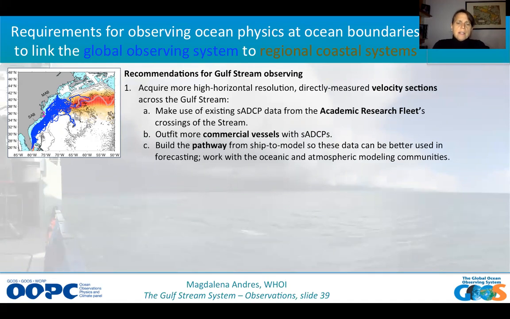An important part of this would be to build the pathway from ship to model so that these directly measured velocity data from the subsurface ocean could be better used in forecasting. And an important part in building that pathway would be to include the oceanic and atmospheric modeling communities along the way. So these recommendations together could be thought of as developing a global subsurface velocity program. And this would benefit not just measurements in the Gulf Stream, but it would benefit measurements in many boundary currents, which are difficult to resolve with current observing system assets.